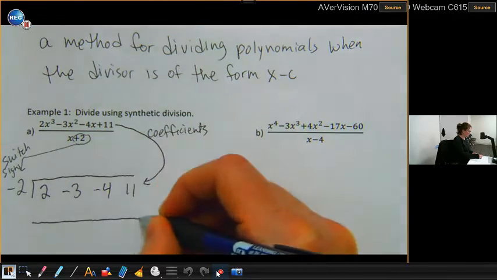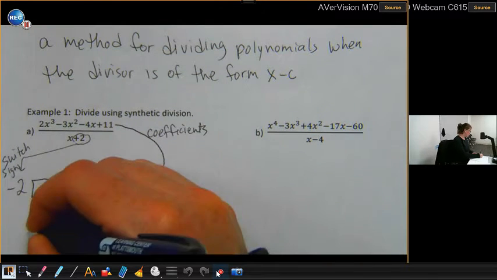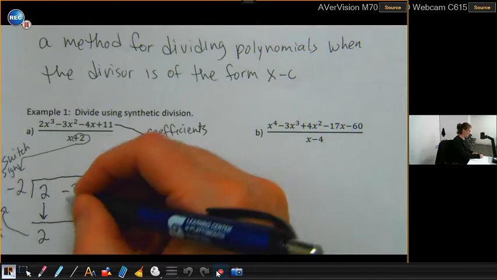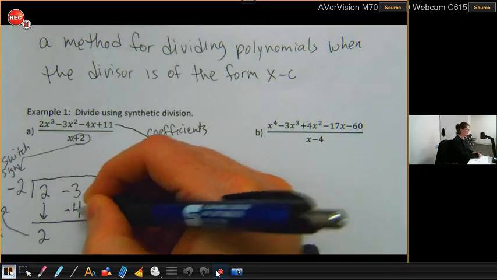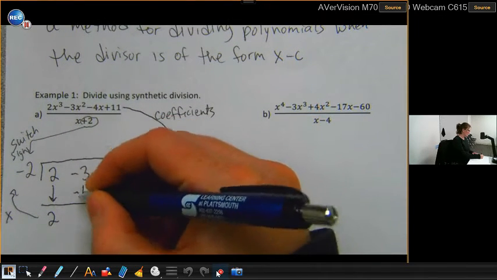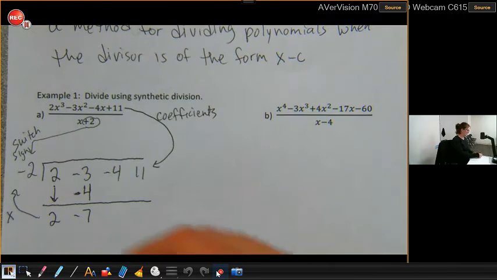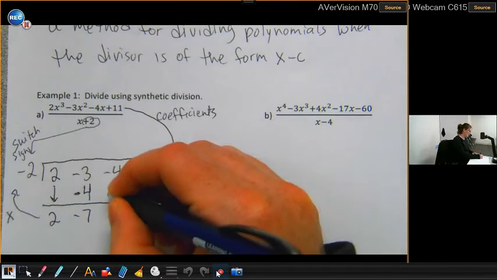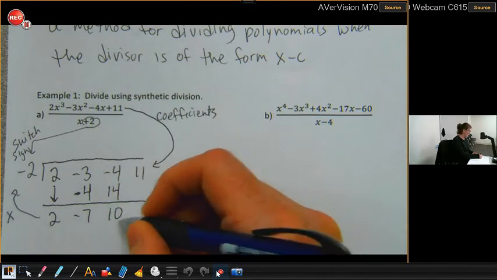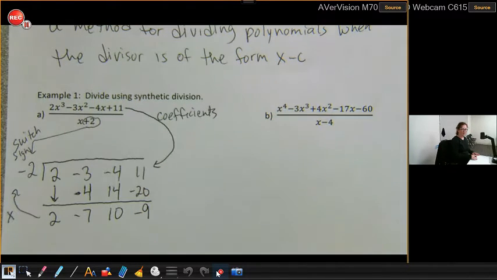And synthetic division goes as follows. The first number drops below the line. Anytime you go around the front, you're going to multiply. So 2 times negative 2 is negative 4. So I write my answer in my division problem. And then anytime I go down the column, I'm going to add. Negative 3 plus negative 4 is negative 7. And then I repeat the process. I go around the front and I multiply. And I put the answer in the next place over. Add. Multiply. Add. And now I'm ready to write my answer.